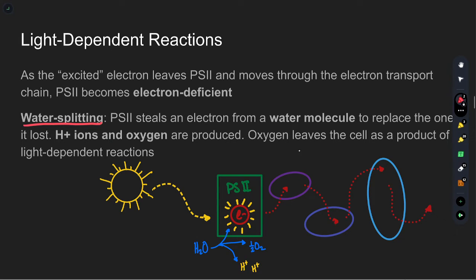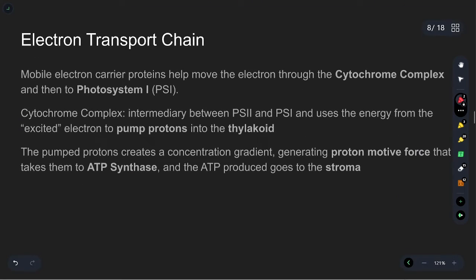Of course, in anoxygenic photosynthesis, we have a different outside electron donor. Some photoautotrophic organisms can use compounds like H2S, for example, as their outside electron donor instead of water. And that gives us a different byproduct that's not oxygen, right? Okay, so we have the first half of light-dependent reactions.